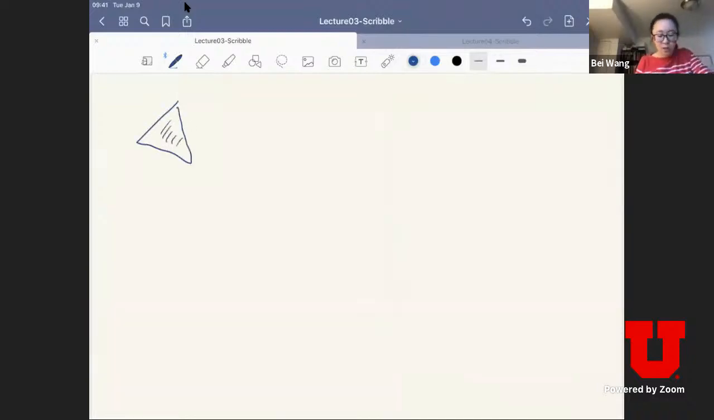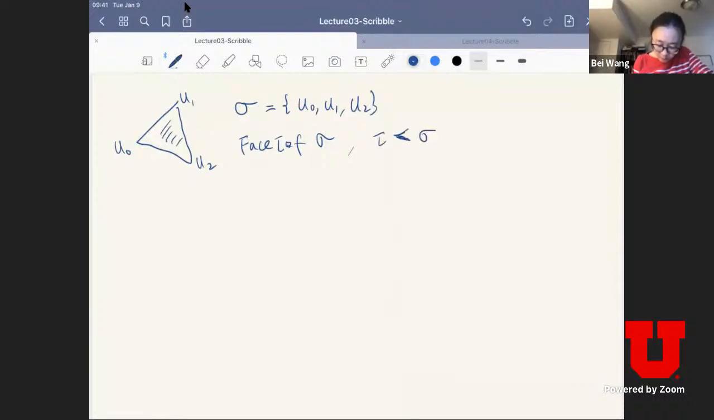If this is my triangle and my simplex, I call this simplex sigma, it can be represented as a collection of its vertices. When I write it like that, it's just to say that my sigma is a convex combination of its vertices. Now, the faces of sigma. When we say it's a face, usually we say it's another simplex, and I use this symbol to declare it's a face. You can call it less or equal to, but really the symbol here represents that it's a face of it. So what is the face of it? For example, sigma itself is a face of it.